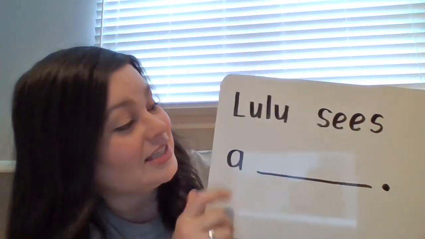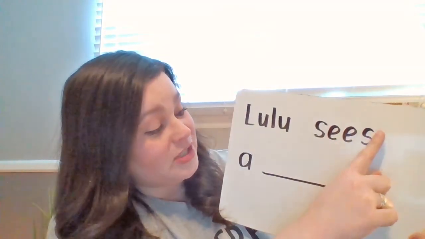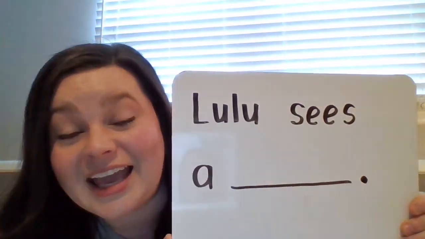Now make sure that your sentence has a capital at the beginning. Make sure you have finger spaces between your words and make sure you have a period at the end.